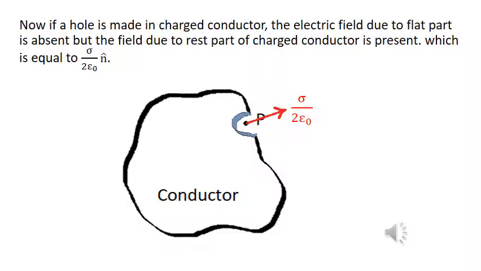If we remove the flat portion AB from the conductor, the only electric field at point P will be due to the rest of the conductor, and the direction will be outwards, of magnitude sigma by 2 epsilon naught. So this is the required electric field in the tiny hole on the surface of the conductor, which is sigma by 2 epsilon naught n cap. Here n cap shows the direction of the electric field, perpendicular to the surface and outward.